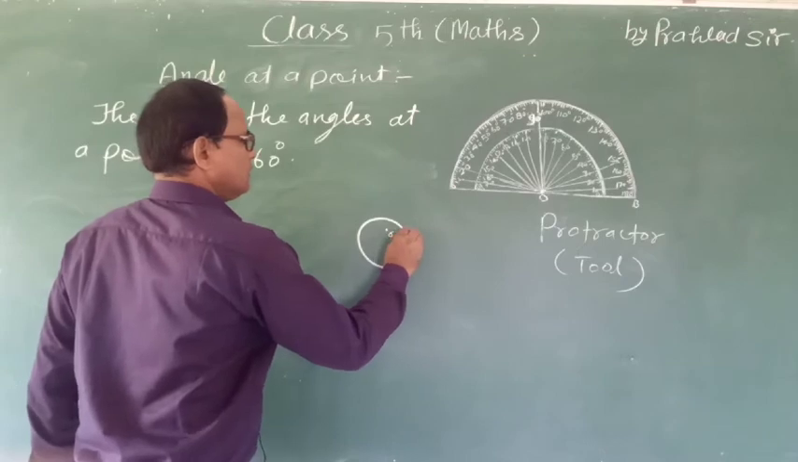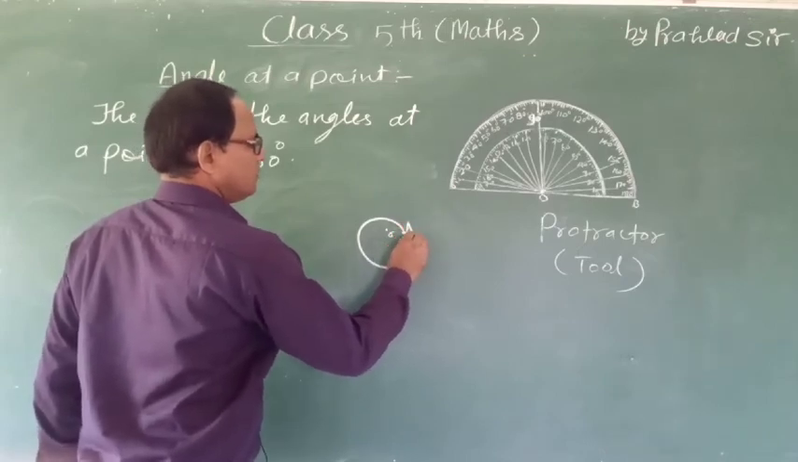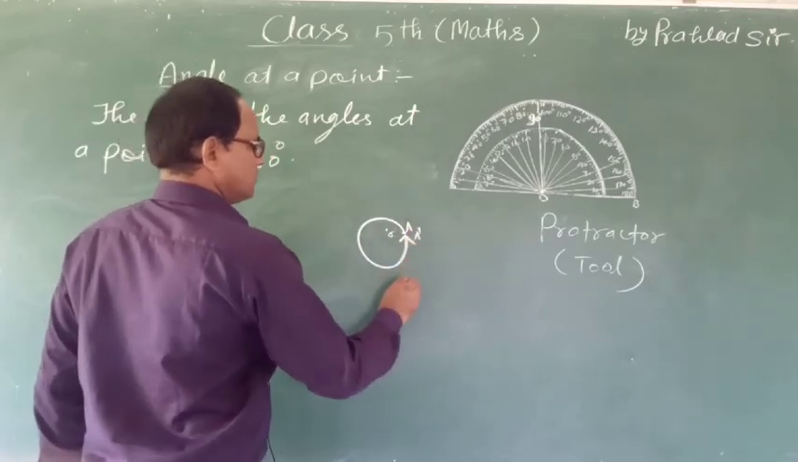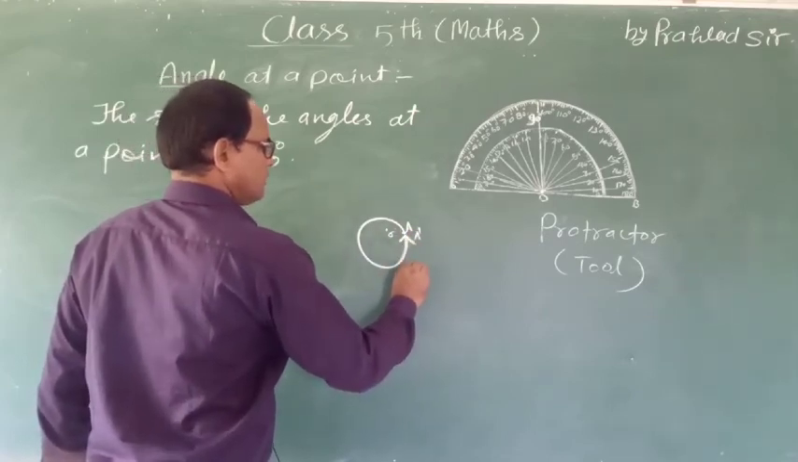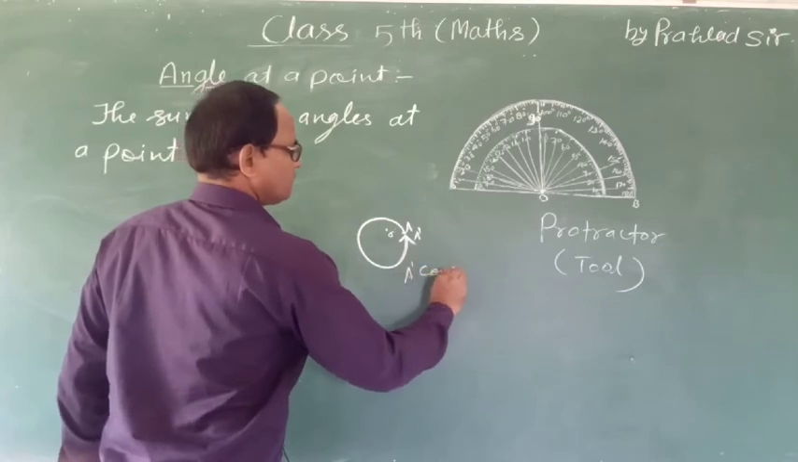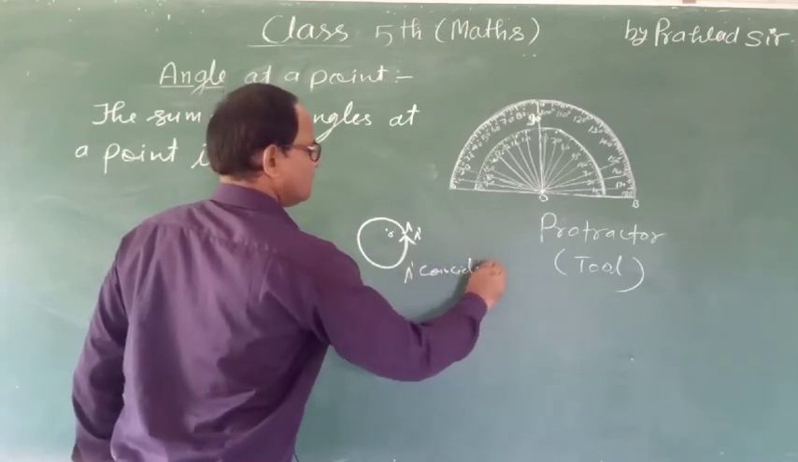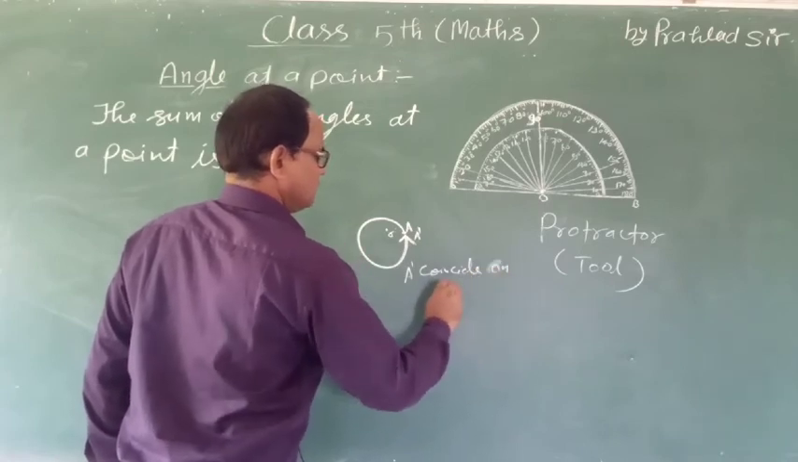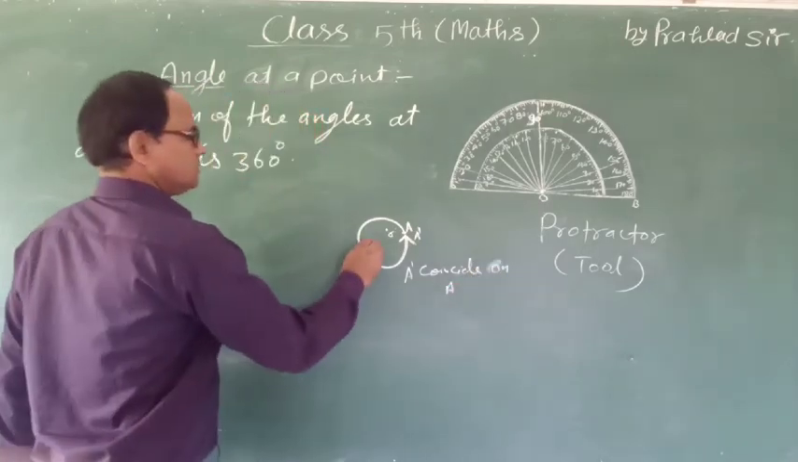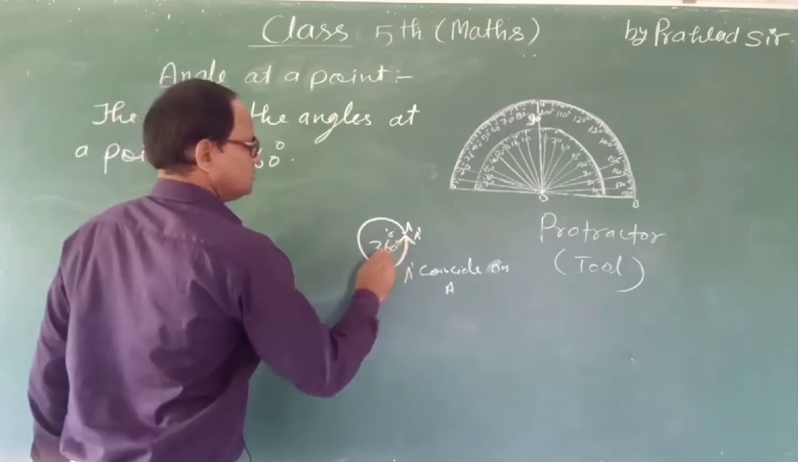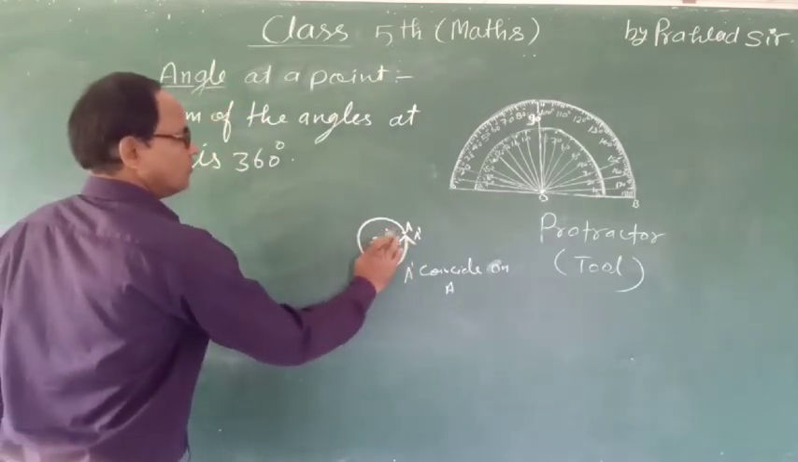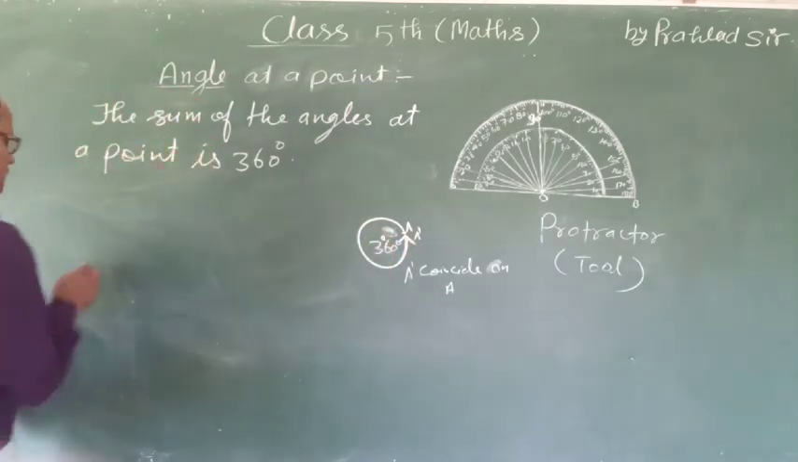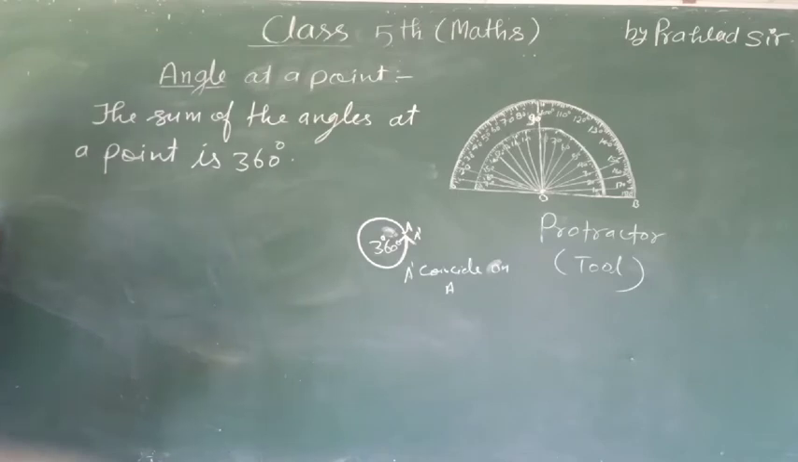Starting at A and coinciding on A dash, A dash coincides on A. Thus it makes a 360 degree angle at O. Here I give you some examples.